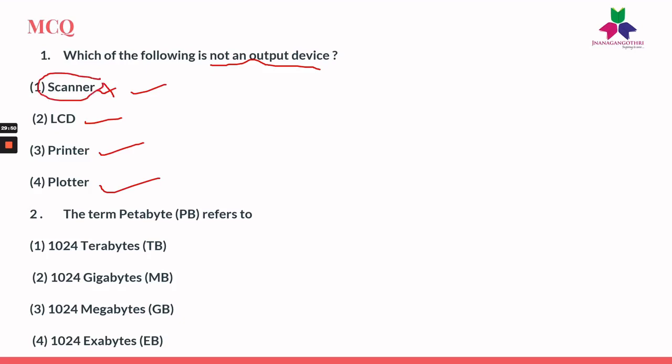Moving on to the next MCQ, what does the term petabyte, PB, refer to? If we remember the memory hierarchy from the previous slide, we can see that 1 petabyte is 1024 terabytes. So this is the correct option.